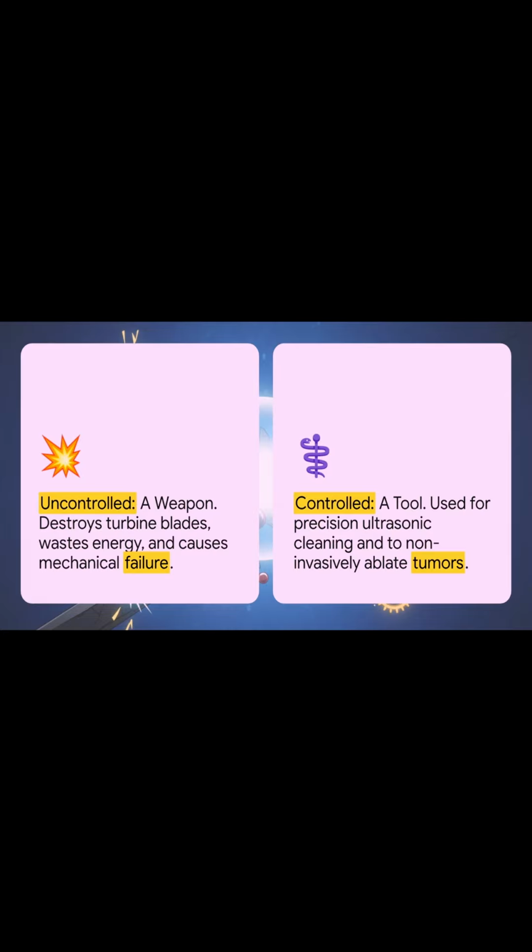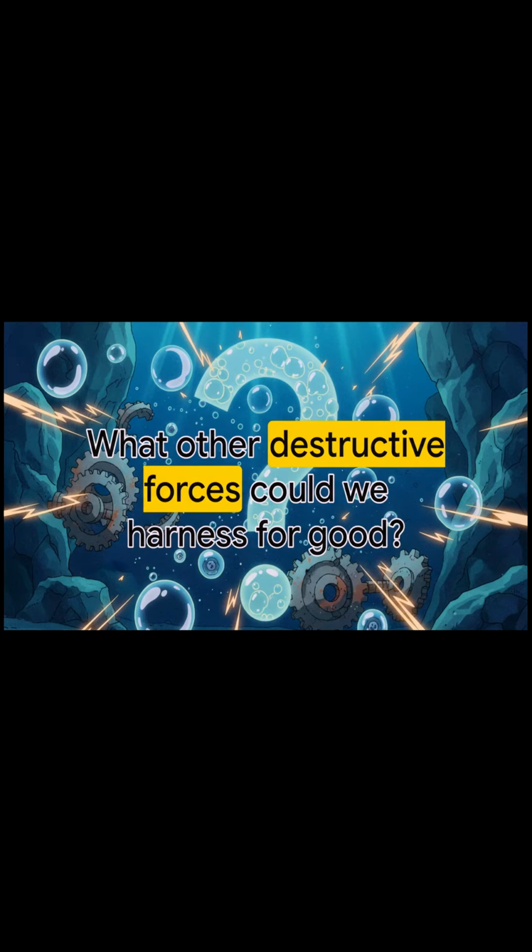On the one hand, when it's uncontrolled, cavitation absolutely shreds machinery. But when we harness it, we use that same physics for precision ultrasonic cleaning, scrubbing things at a microscopic level. And even more amazing, in medicine, doctors are using focused ultrasound to create cavitation and non-invasively destroy tumors. Just think about that. It's the exact same physical event, a bubble collapsing. The only thing that separates a weapon of destruction from a life-saving tool is our ability to understand and control it. It really makes you wonder, doesn't it? What other terrifying forces in nature are just out there, waiting for us to figure out how to harness them for good?